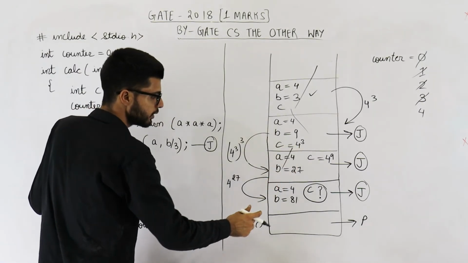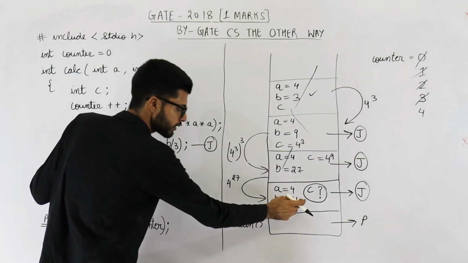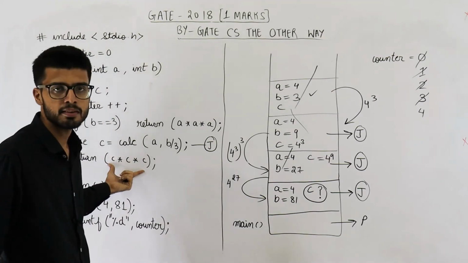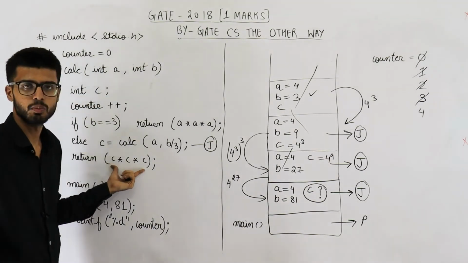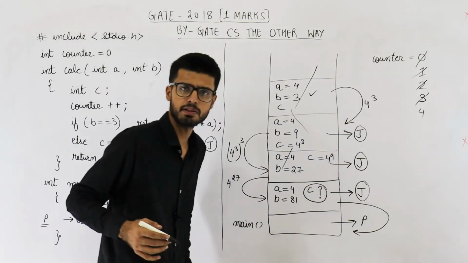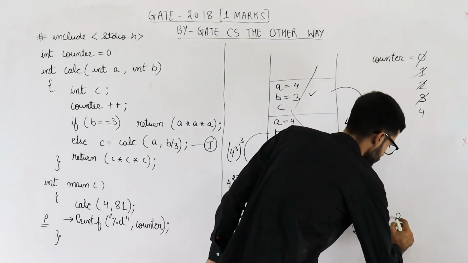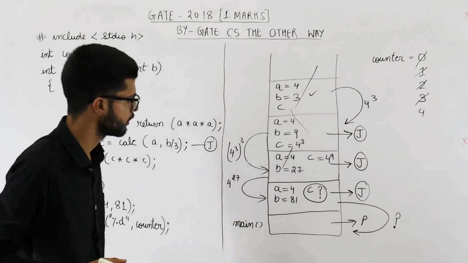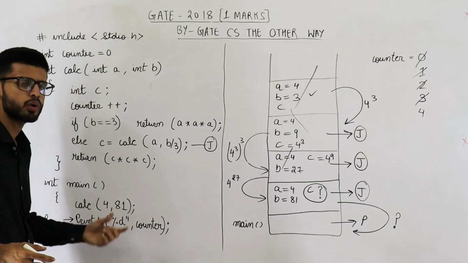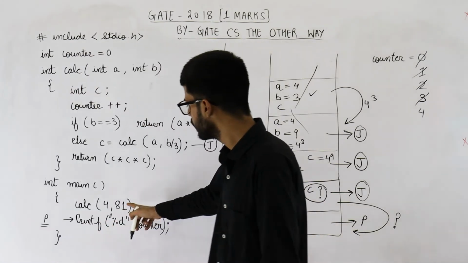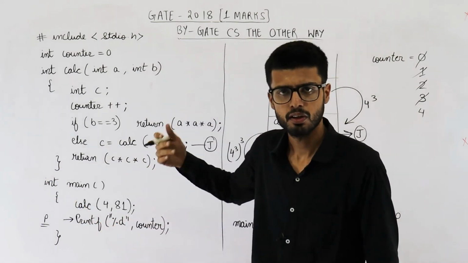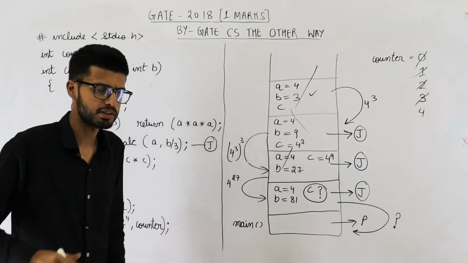This function has popped. Here the value is returned. So for this function call, the last line, that is the return statement, is executed. Now you don't know what is the value of C. You are trying to return C cube. That means you don't know what is returned from here. It will be some garbage value. I'm just writing a question mark. Something is returned. We don't care what that value is because the main function is not using that value. You have just called calc 4, 81. Whatever is returned here, you are not using it. This value is not printed, nor are you assigning it to some variable. So we simply don't care what the value is that is returned.